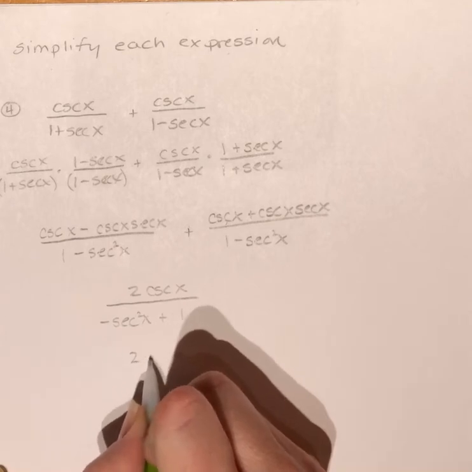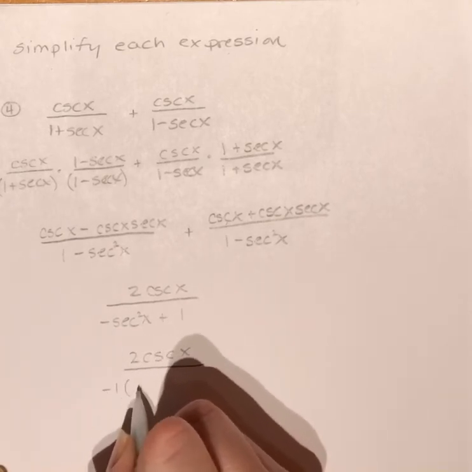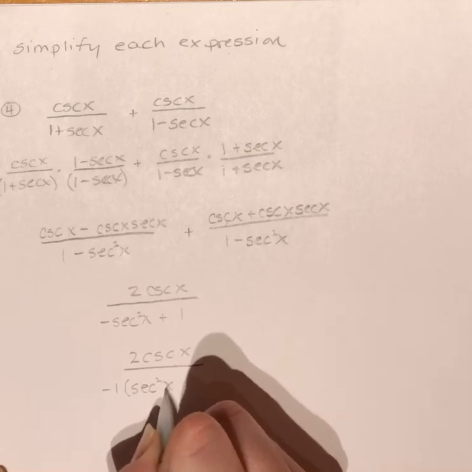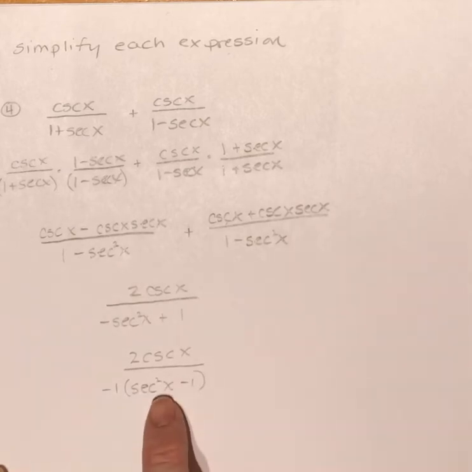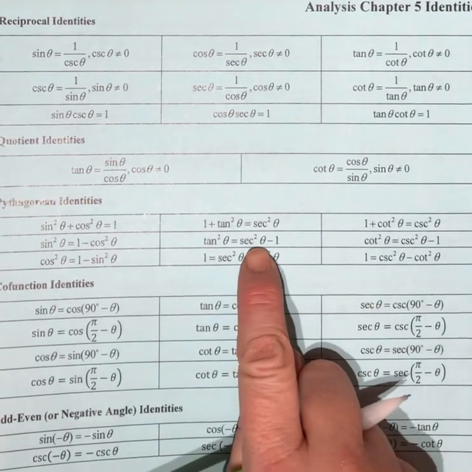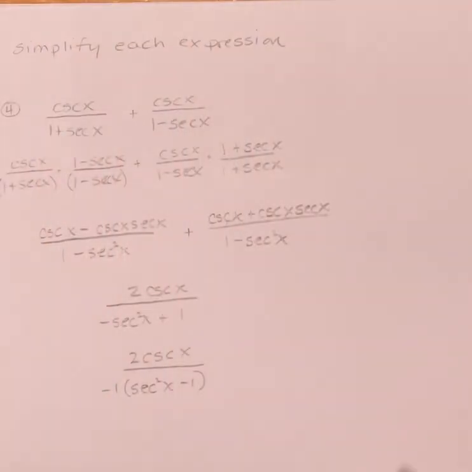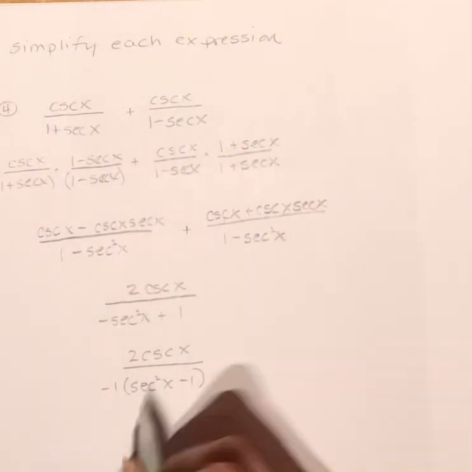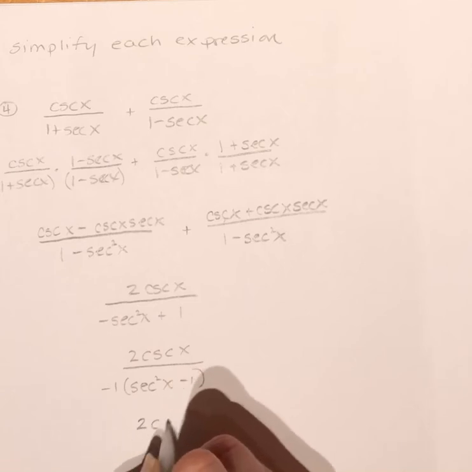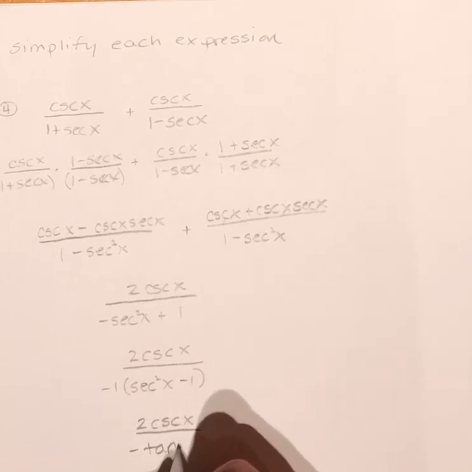So if I factor out a negative, and I have the secant squared of x minus 1, now this matches my identity. Okay, so I can replace that with the tangent squared. So I have 2 times the cosecant of x over a negative tangent squared of x.